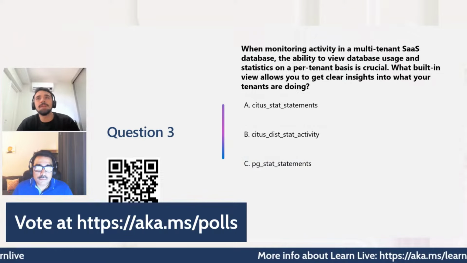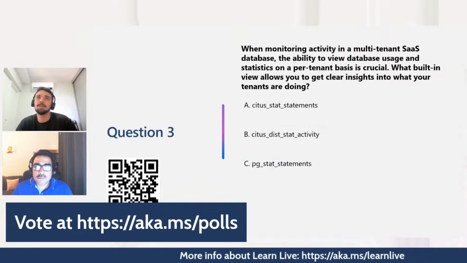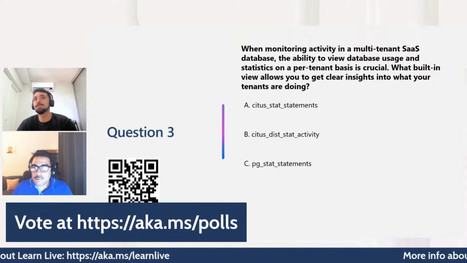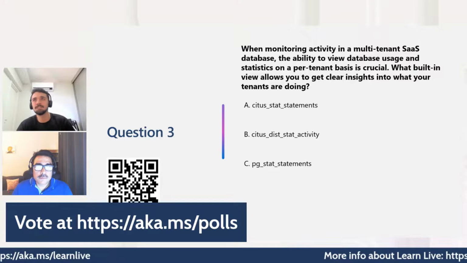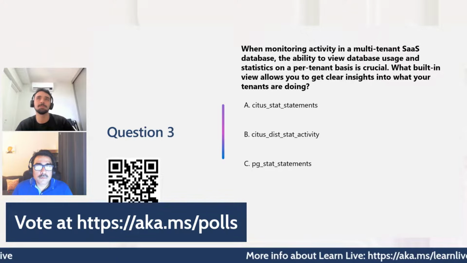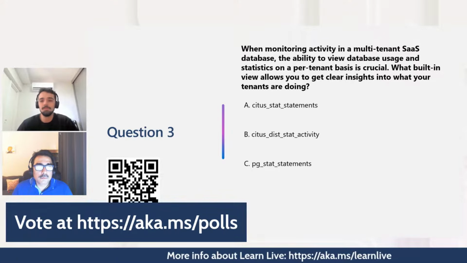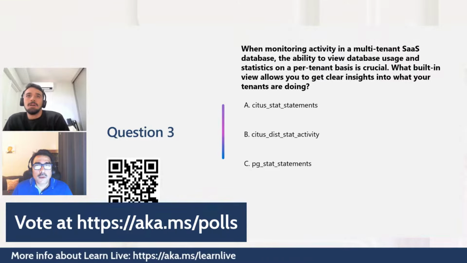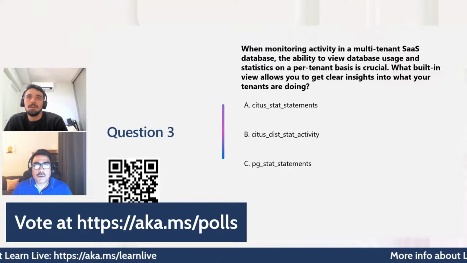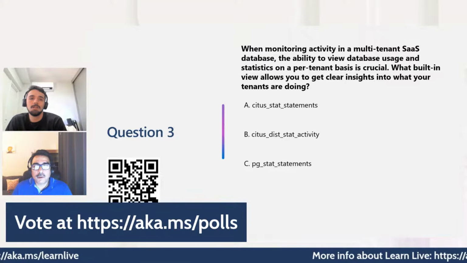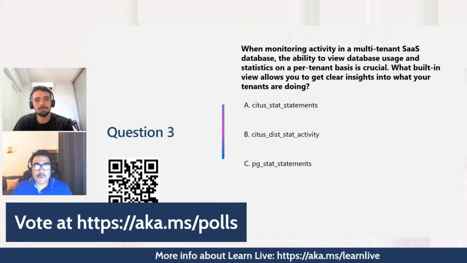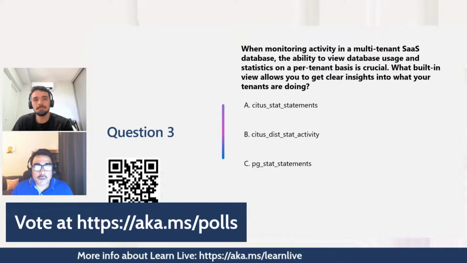So when monitoring activity in a multi-tenant SaaS database, the ability to view database usage and statistics on a per-tenant basis is crucial, right? What built-in view allows you to get clear insights into what your tenants are doing? This we covered as part of the monitoring of the distributed cluster, and we talked about some of the existing views and tables.